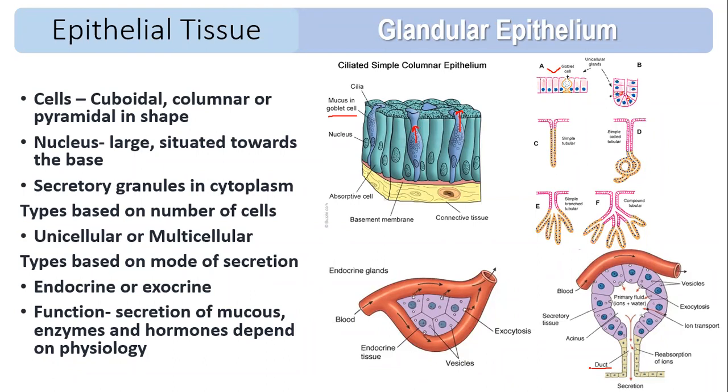Based on the mode of secretion, they can be endocrine. Endocrine glands are also called ductless glands. Exocrine glands are the glands with duct. So function: they can secrete mucus, enzymes, hormone, etc., based on the physiology of the cell. Easy. Are you getting this? So this is all about glandular epithelium.